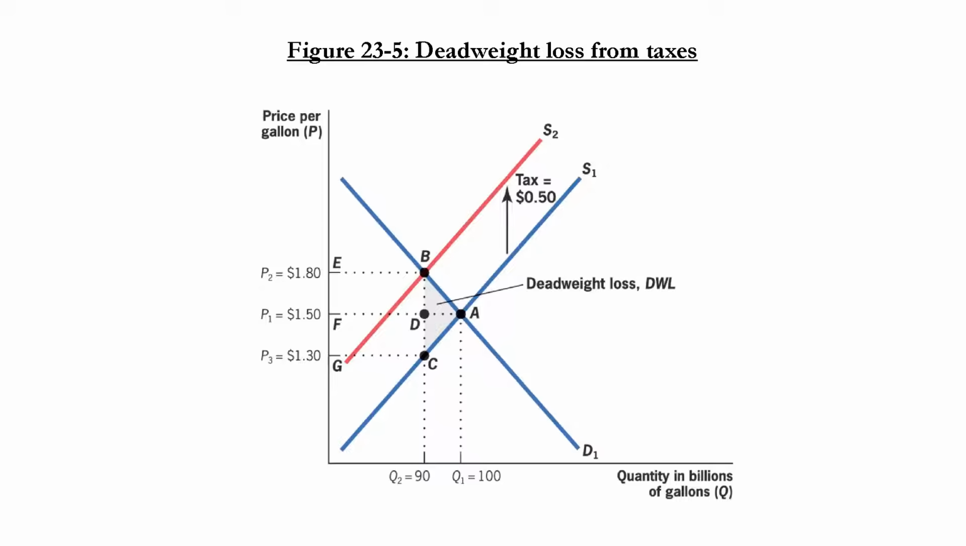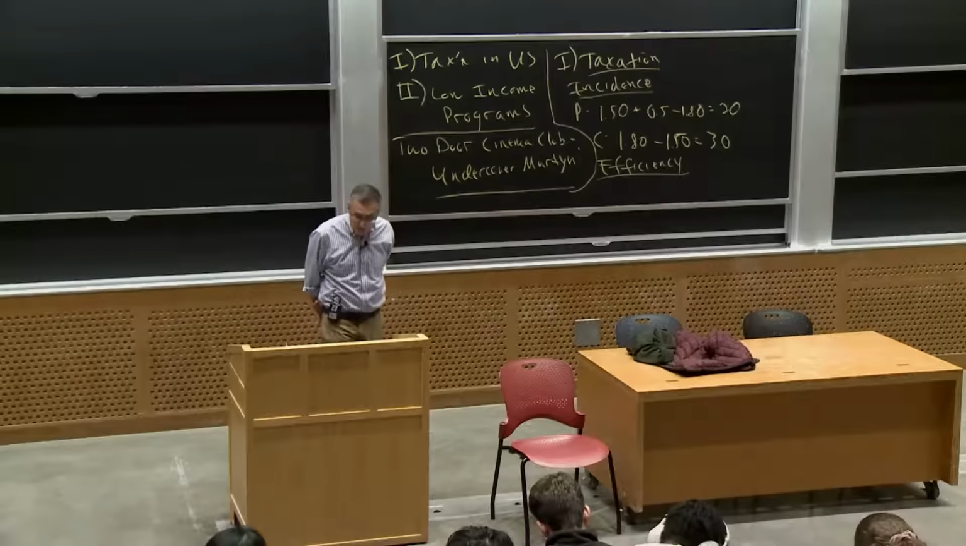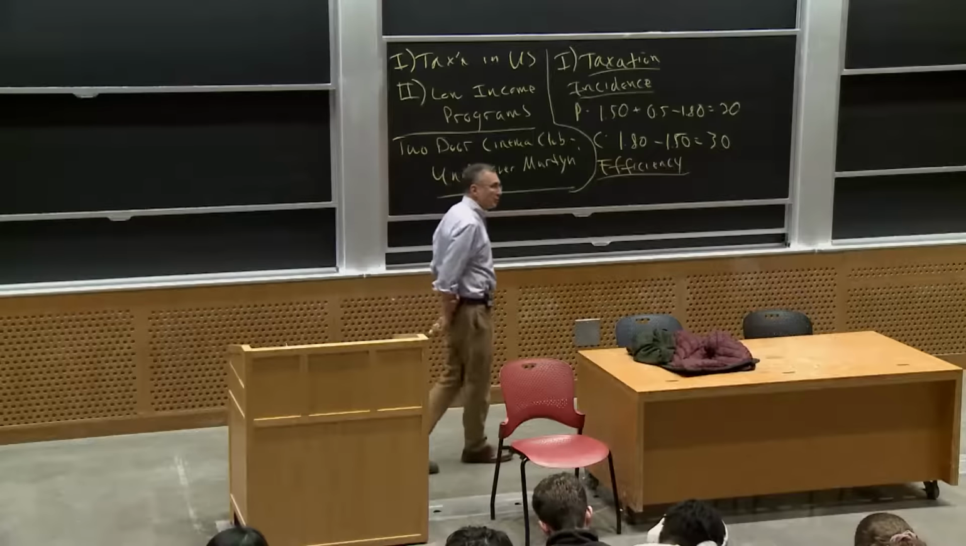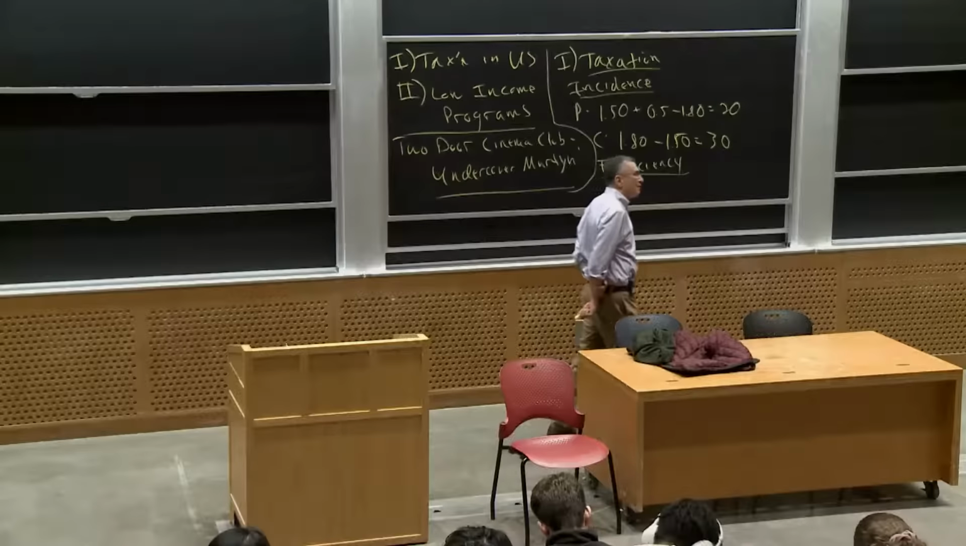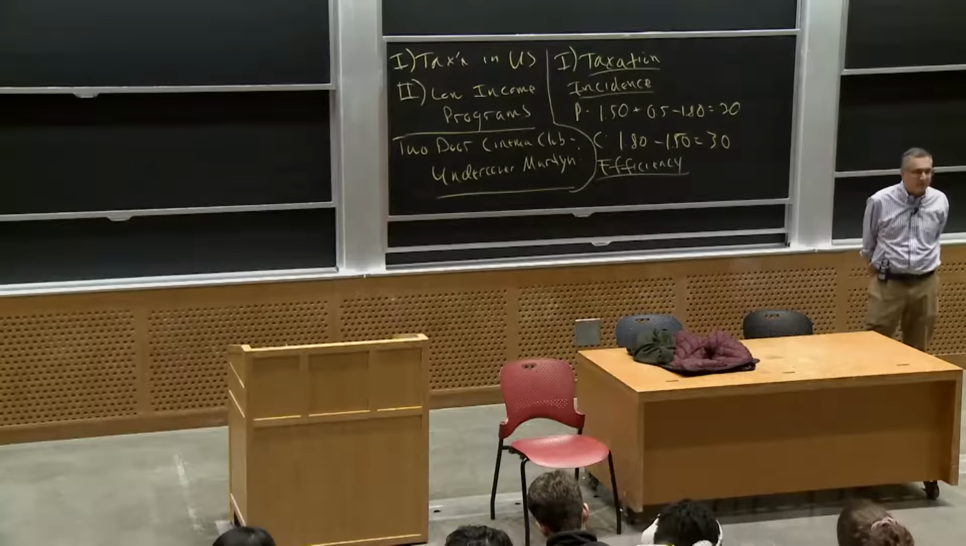Now, consumer surplus is just the amount above the $1.80 line and below the demand curve. Producer surplus is just the amount below the $1.80 line and above the red supply curve. Both consumer and producer surplus have shrunk, and we've created a deadweight loss. So there's an efficiency cost to taxation. This is the source of the leak in the bucket.